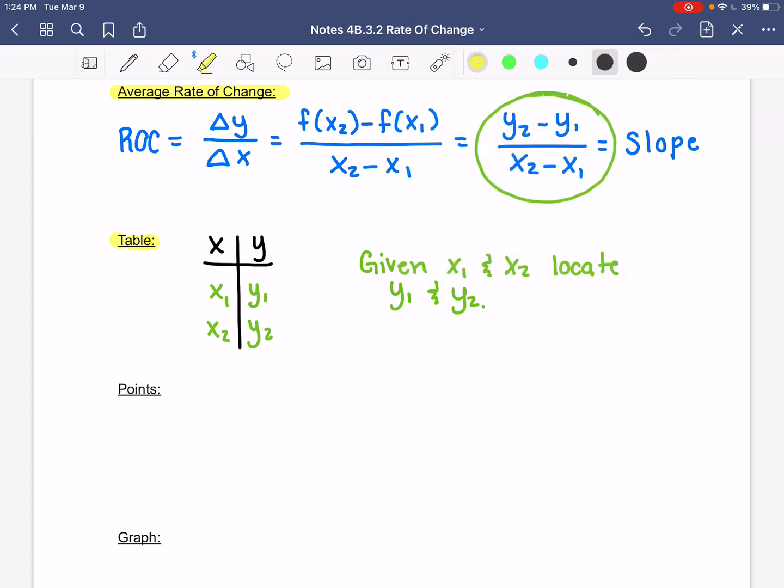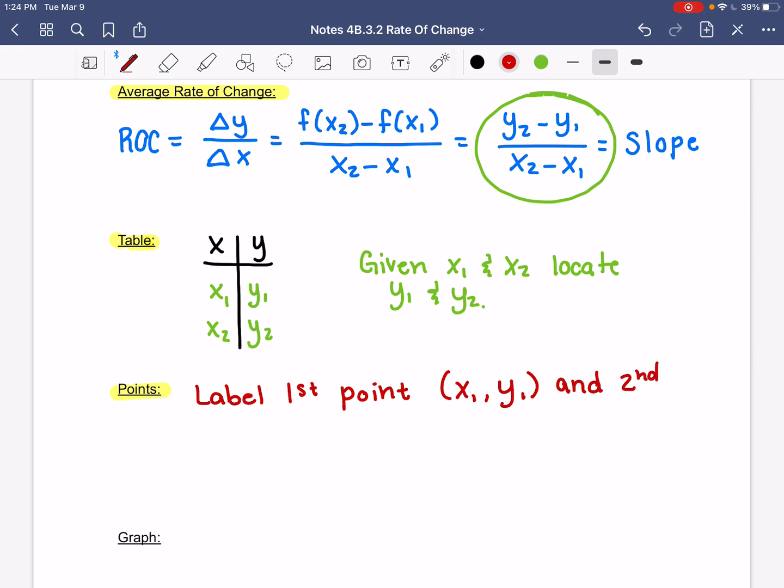The next one is if you're just given points. We're going to have an example. We're just given points, so I just go ahead and label them. You just label your first point. It doesn't matter which one's first and which one's second. So you just label your first point, x1 comma y1, and your second point, x2 comma y2. And you just plug them into the same formula, y2 minus y1 over x2 minus x1.